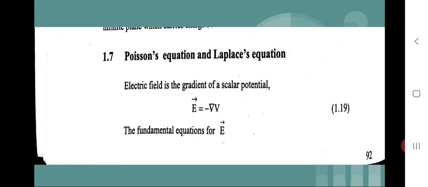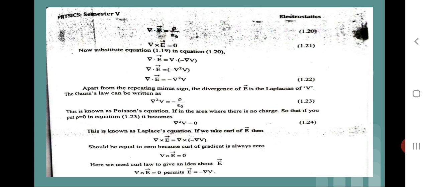Now, Poisson's equation and Laplace equation. Now consider the electric field as the gradient of scalar potential, E is equal to minus del V. Now the fundamental equations of E are: divergence of E, that is, del dot E is equal to rho upon epsilon naught, and curl of E is equal to 0, that is, del cross E is equal to 0. Now del dot E is equal to del dot of minus del V, that is, del dot E is equal to minus del square V.